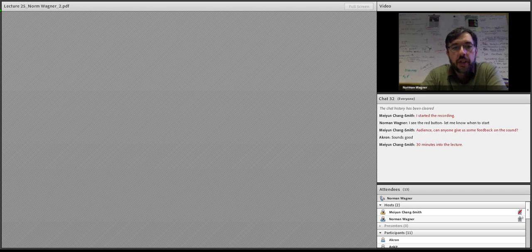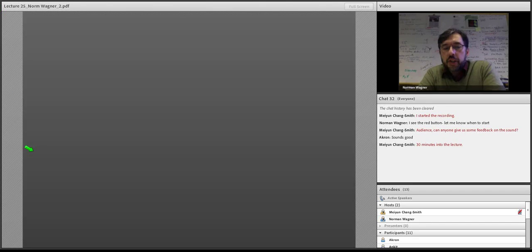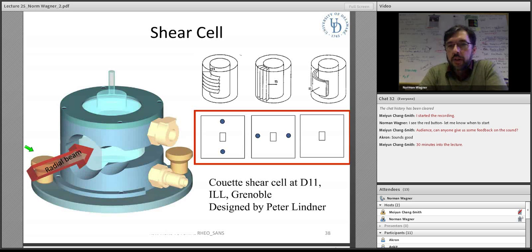So let's get started. The next 3 slides give you this orientation a little bit better in terms of how we might probe scattering in a shear cell. This is an artist's depiction of the shear cell developed originally by Peter Lindner, one of the first geometries. And I'll show you more schematics of it later. But it's basically a couette geometry.